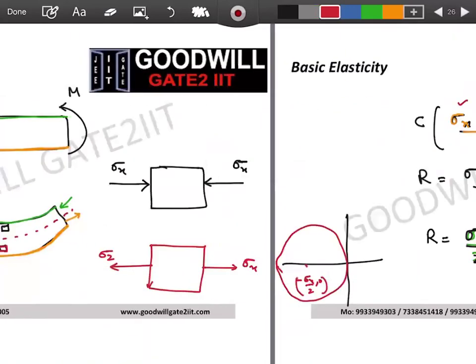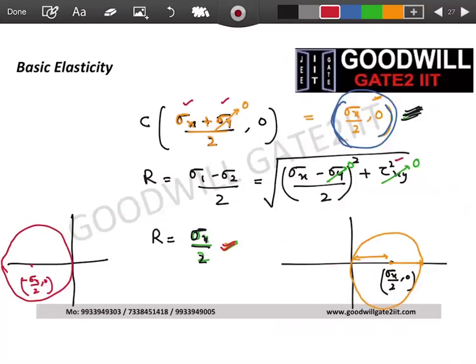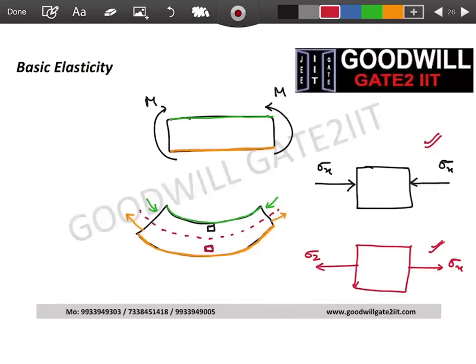So for bending, it can be anything, right? Your normal stresses can be compressive or your normal stresses can be tensile. So what is the formula for the center of your Mohr circle? It is sigma x by 2. So when sigma x is positive, can you tell me what the center will be? Let's say your sigma x is 100. Just take an example. What is the center of the Mohr circle in this case? It will be 50. 100 by 2. What is the center of the Mohr circle in this case?